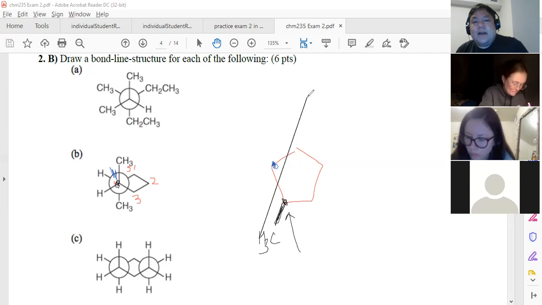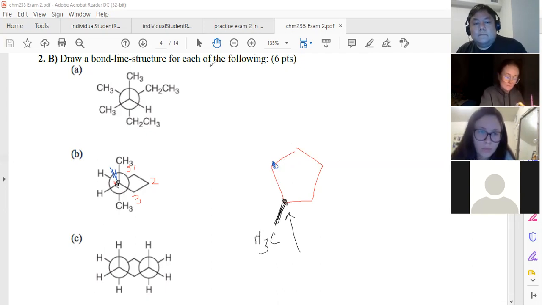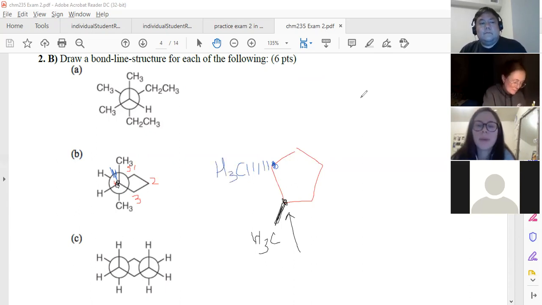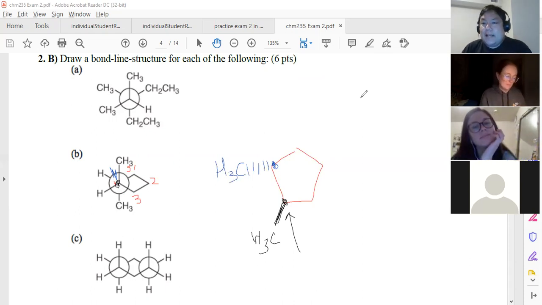So now if I look at the back one, isn't that just going to be, oh wait, never mind. It's going to be a dash. Doesn't matter where you put the dots. What do I keep telling you?